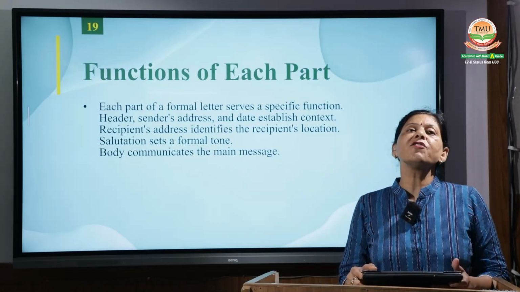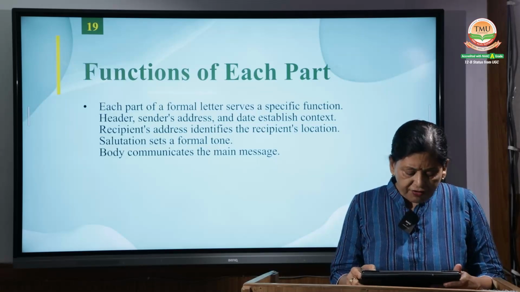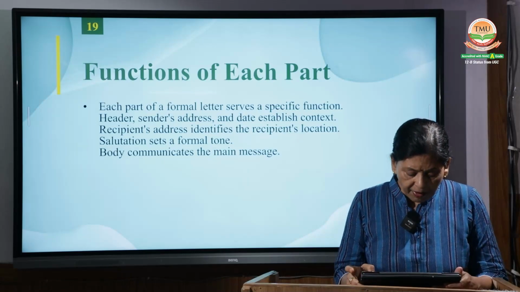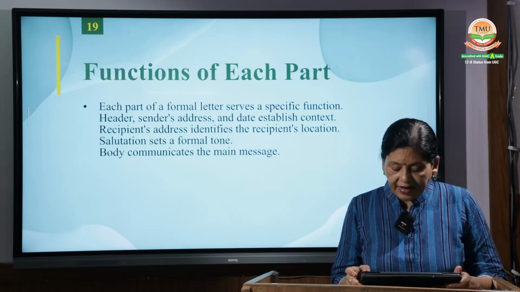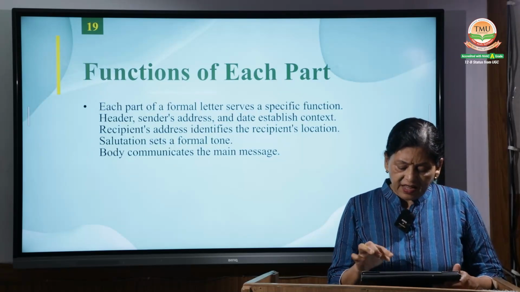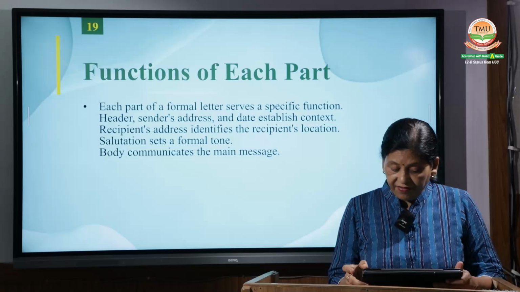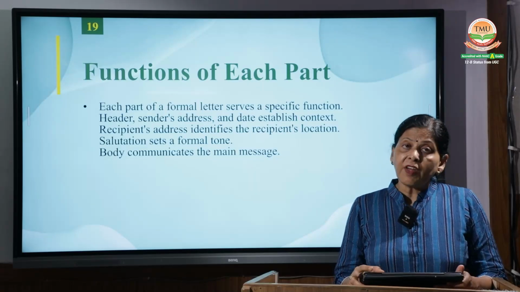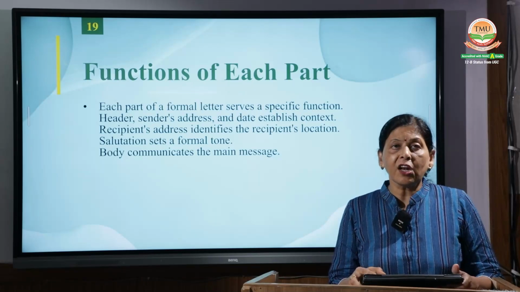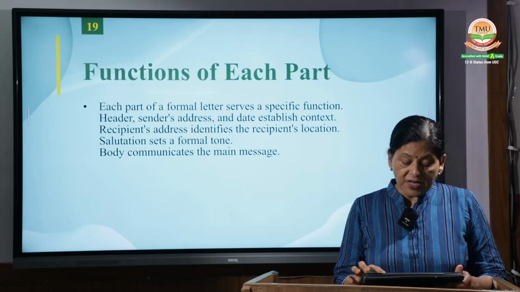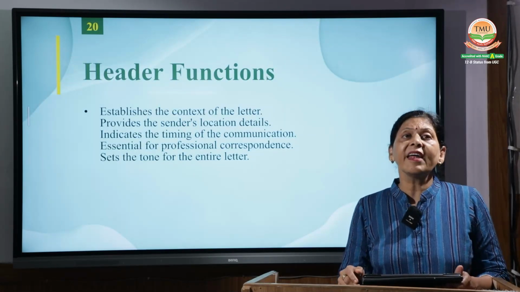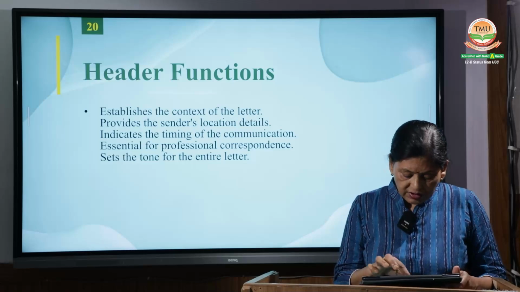Now we come to the functions of each part of the letter. Each part of a formal letter serves a specific purpose: the header, sender's address and date, then the recipient, the salutation, the body. All these things hold a special significance. The function of the header, as we have already discussed, is professional use. In the header, the full information of the person is given, so it is of use.